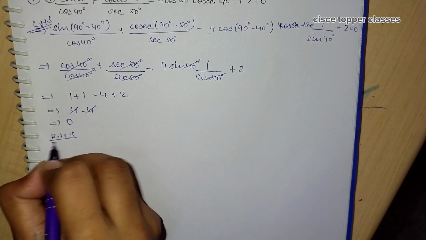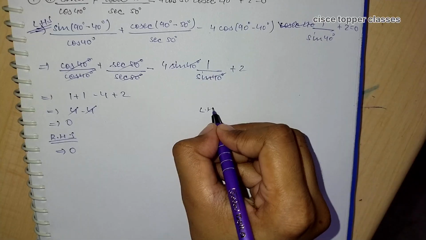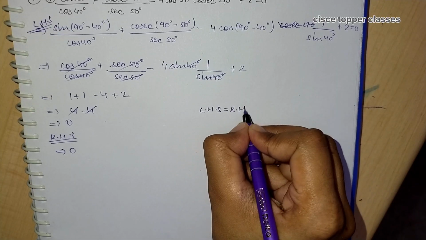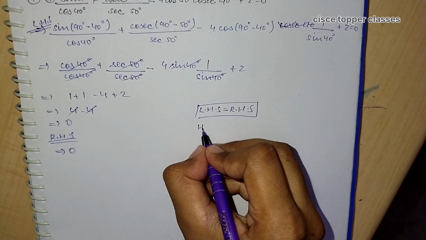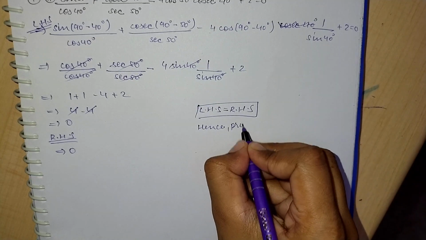Now the RHS part here is equal to 0. From that we can write LHS is equal to RHS. Hence proved from here. Hence proved.